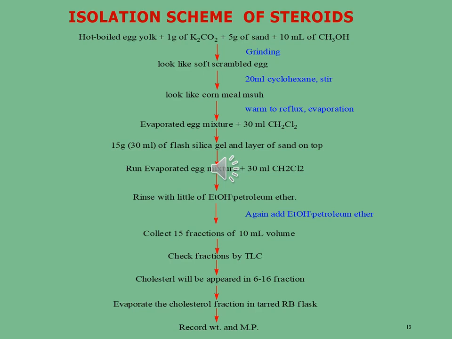So, the cholesterol will be spread into fractions 6 to 16. Now, after the evaporation of cholesterol fractions, we will get the cholesterol crystals in the round bottom flask. Now, the steroid, which is in the form of cholesterol, is recorded for weight and then its melting point is taken. After that, the cholesterol is identified with the help of a specific test for the confirmation of the steroid molecules. So, this is the specific method for the isolation, purification, and identification of steroid natural products.